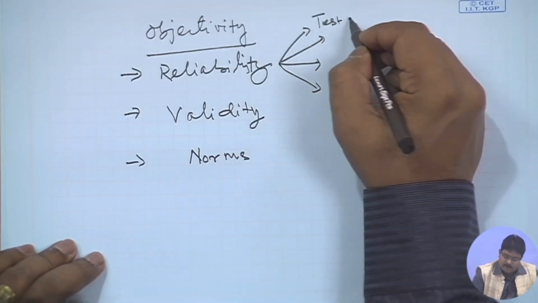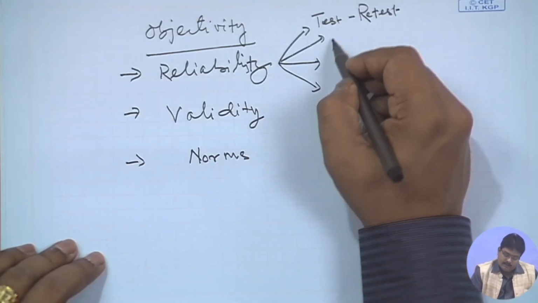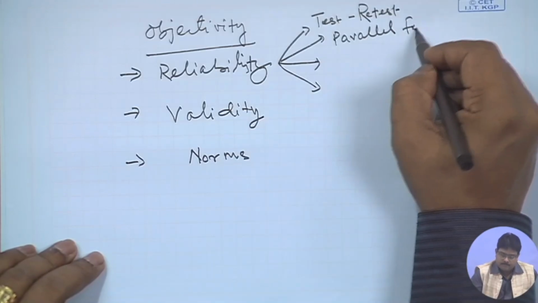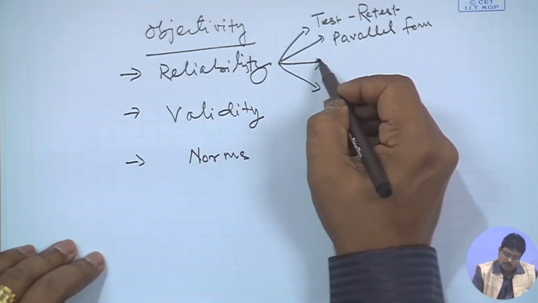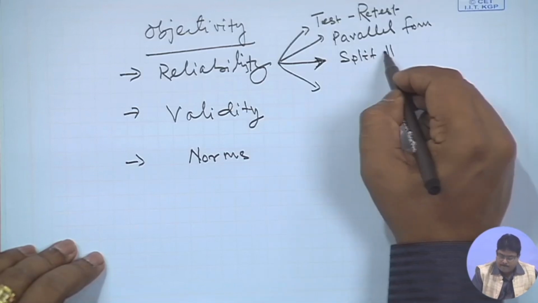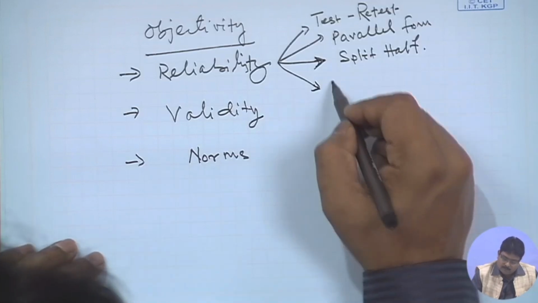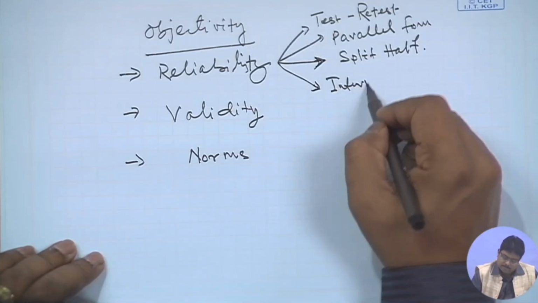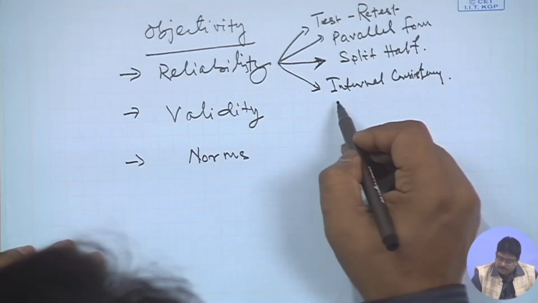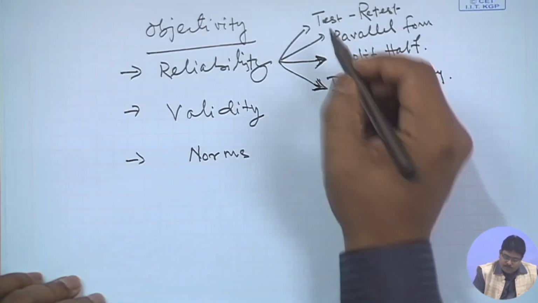One is called the test retest method. Second is called parallel forms. Third is called split half, and fourth one is called internal consistency. Right. So, there are different formulas available to measure this.